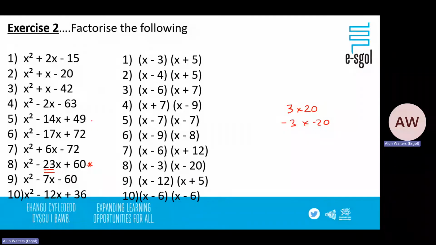Similar with this one here. It's one to watch out for. -7 times -7. They multiply to give you +49. But they add or total up to give us -14. Okay. Moving on.